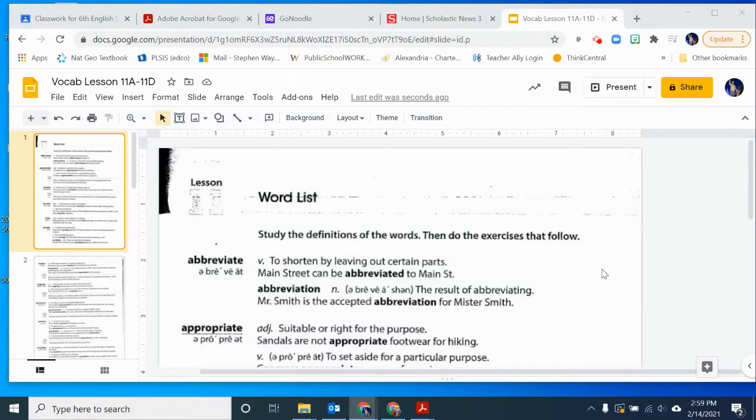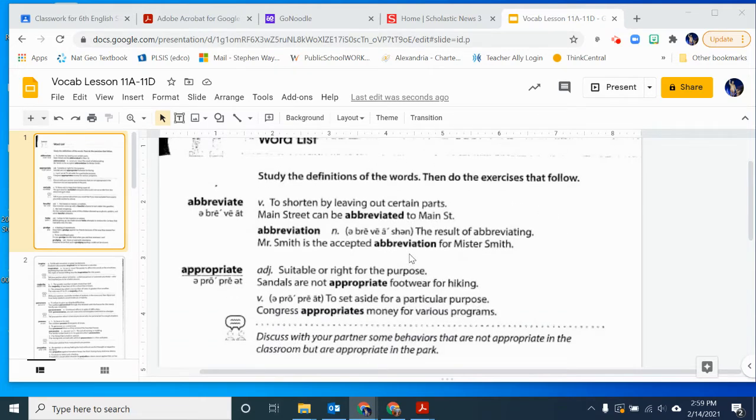All right, here we go for vocab lesson 11. Here we have our words: abbreviate, appropriate. In the sense of suitable for the right purpose, it is appropriate. You've heard me use that word a lot. As a verb, to appropriate is to set it aside for a particular purpose. So you appropriate money to different things.